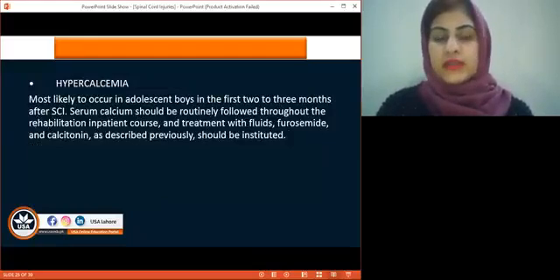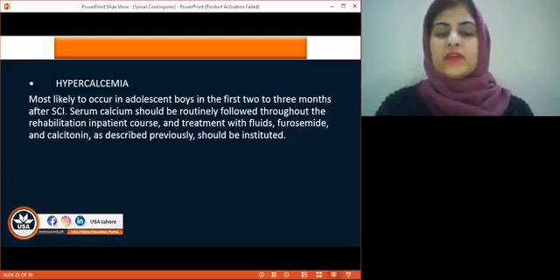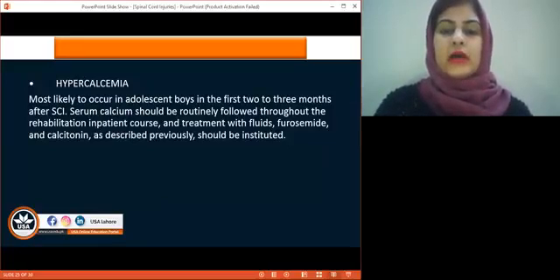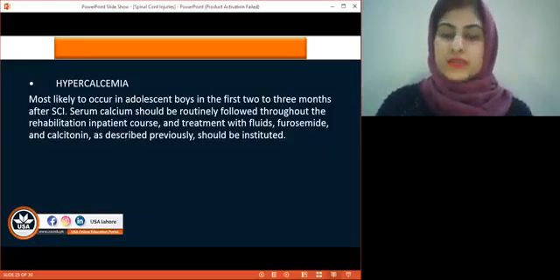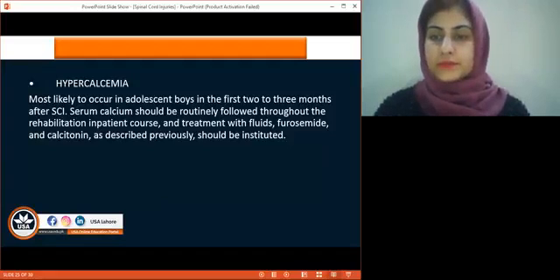The other thing that can happen is hypercalcemia. Most likely, it is going to occur in adolescent boys in the first 2 or 3 months after the spinal cord injury. Basically, the serum calcium should be routinely followed throughout the rehabilitation inpatient course, and treatment with fluids, furosemide, and calcitonin should be instituted as required.